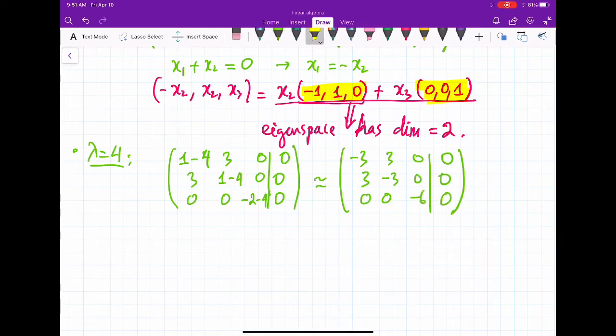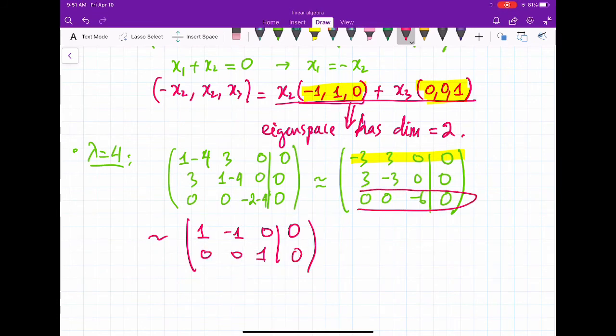The first and the second are scalar multiples, so we can ignore one. I just write two matrices in here. This is similar to two rows in here. It's 1, -1, 0, 0, 0, 0, 1, and 0. I divide the third row by -6. Okay, so this is the row echelon form, and we see that x2 is a free variable.